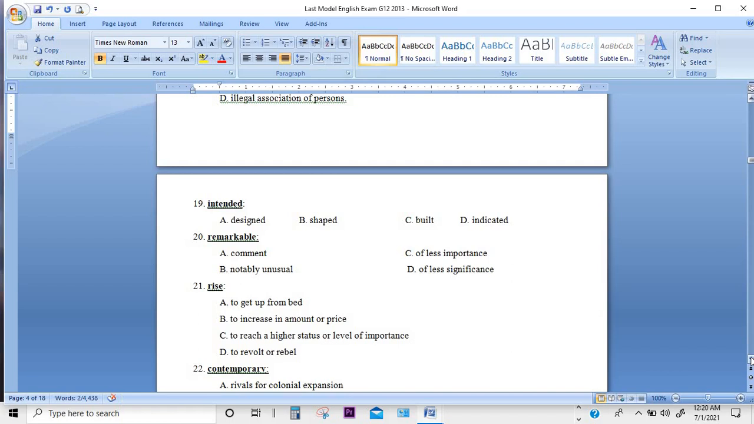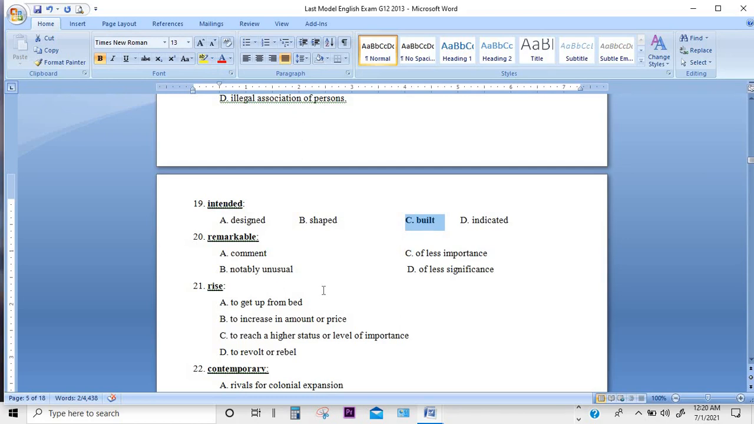Okay, the passage intended. Well, the literal meaning could be designed. Intended could mean aimed, it could be planned. That's a denotational meaning, but according to the way it is used in the context, intended means built. Okay, intended means built.